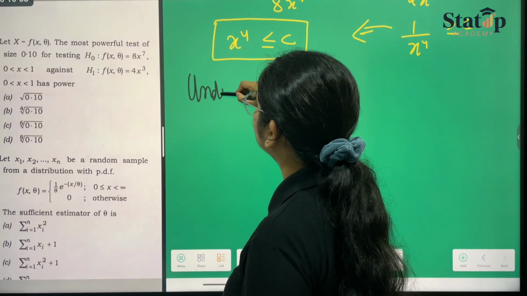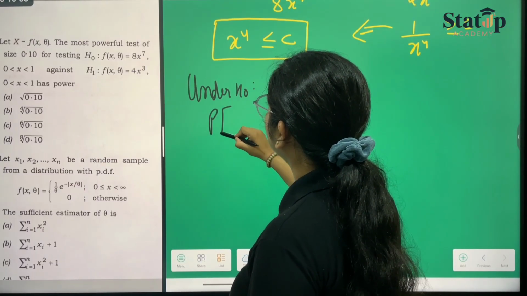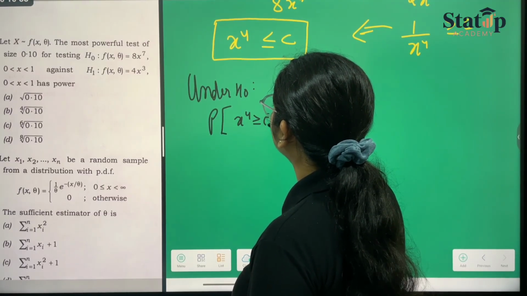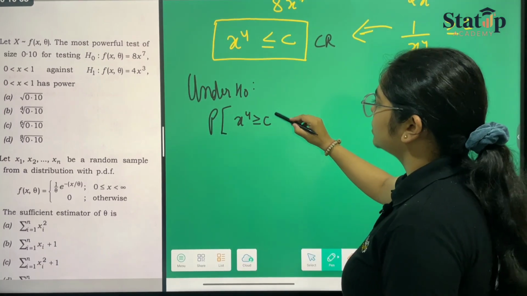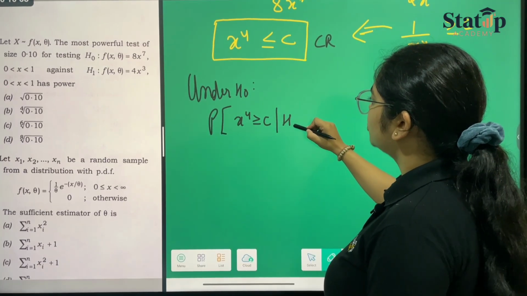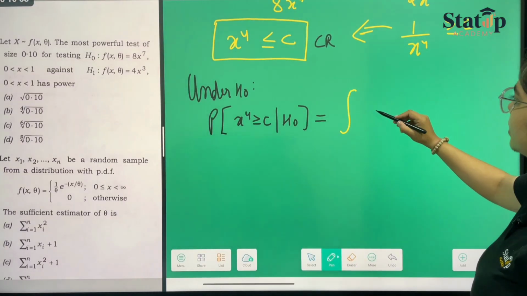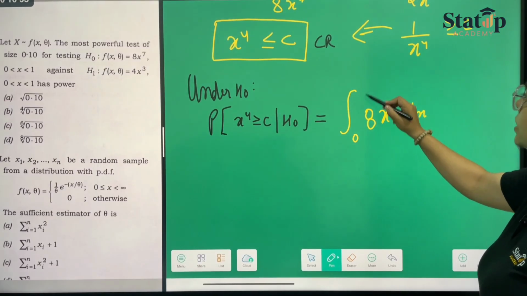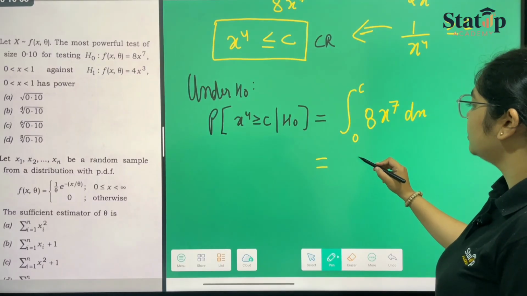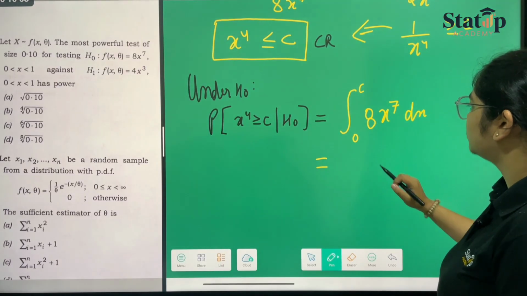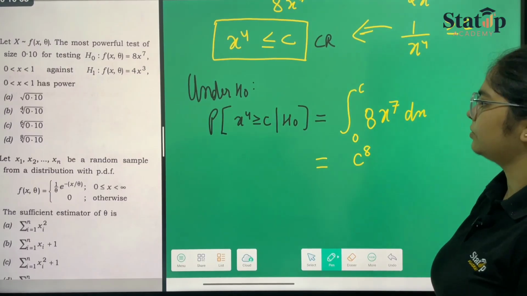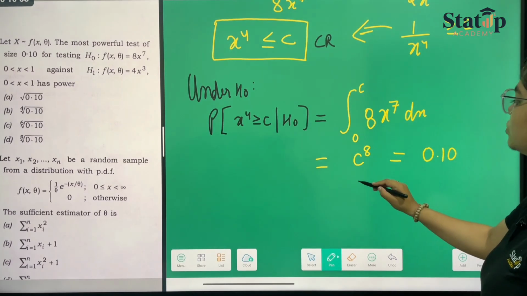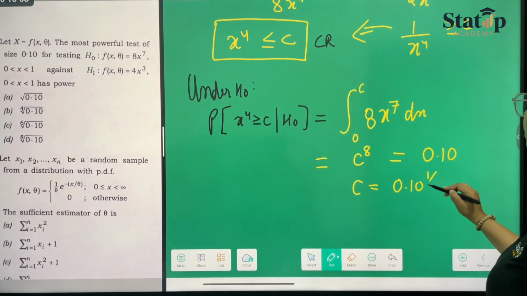Under H0, the probability that x raised to the power 4 is greater than or equal to C, this is our critical region, given that H0 is true, is nothing but equal to the integral of 8 x raised to the power 7 dx with the limit 0 to C. On solving it, we will be getting C raised to the power 8. Now this has been given to us as 0.10. So C will be equal to 0.10 raised to the power 1 by 8.